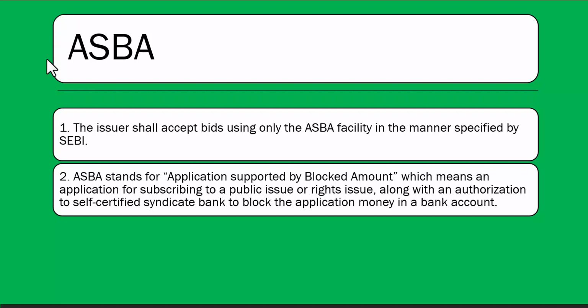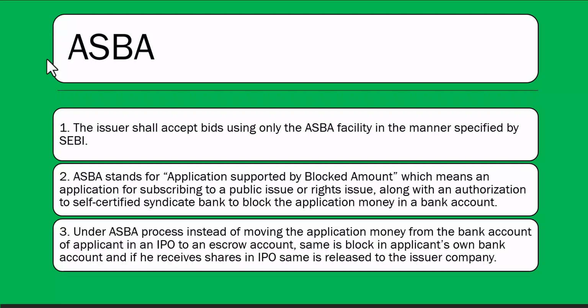So now that system is gone. It is now the new system, and even UPI has been introduced. ASBA and UPI go hand in hand. For retail investors it is UPI, and for investors other than retail investors, it is ASBA.